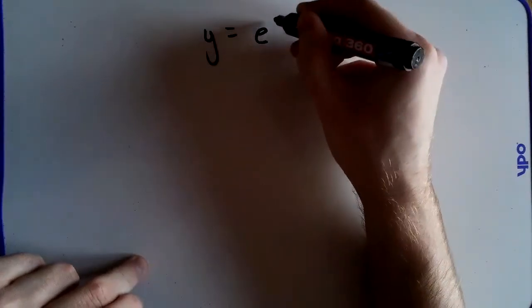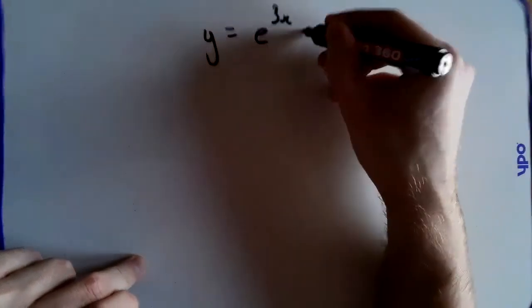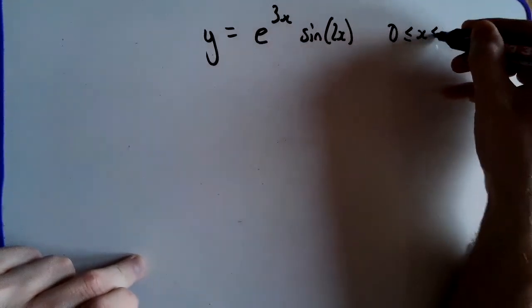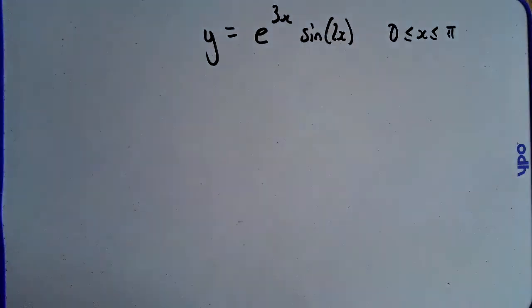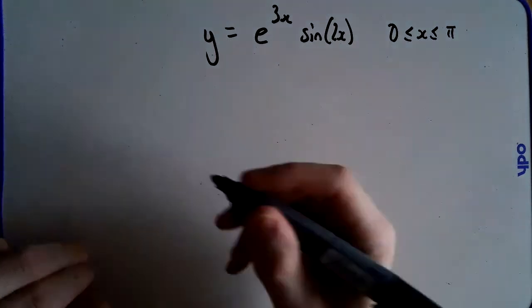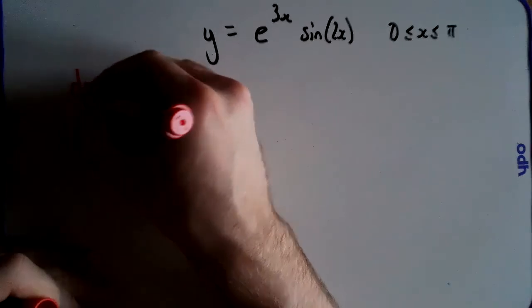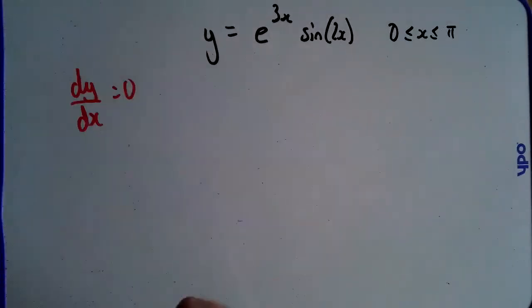Second one, we have y equals e to the 3x sine 2x, and we know that x is between 0 and pi, and we want the x coordinates of the stationary points. So stationary point, the knowledge is dy by dx equals 0.